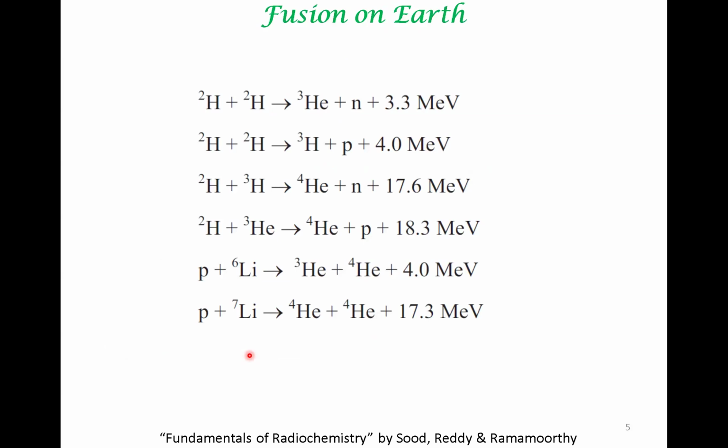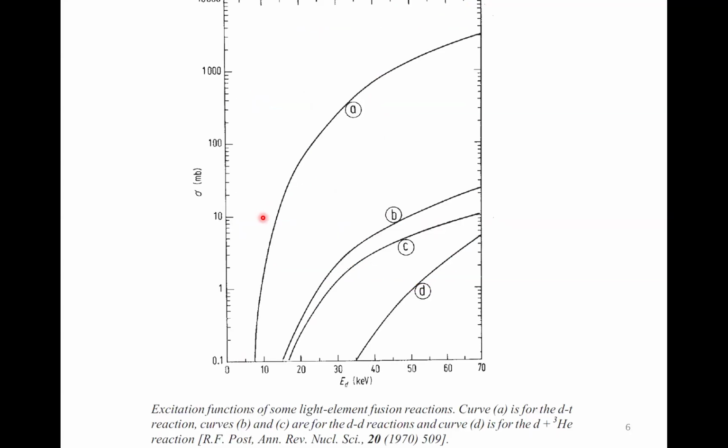Fusion has been a dream. A lot of money has gone into making nuclear fusion a reality, but it is still way into the future. Many different reactions have been considered for a practical fusion device. These are some of the reactions that have been attempted. People are still attempting, but we're not anywhere close to success. One of the main reasons is the Coulomb barrier.